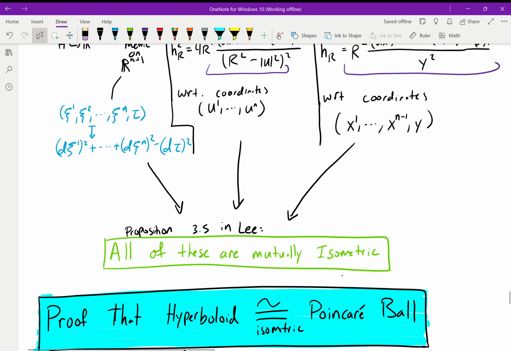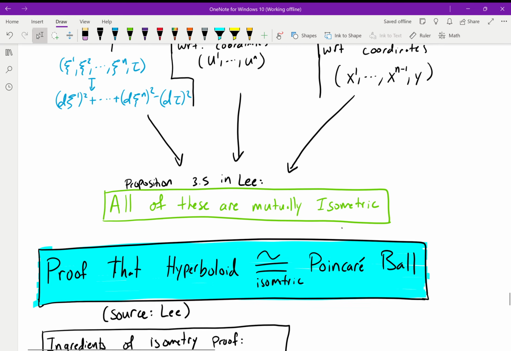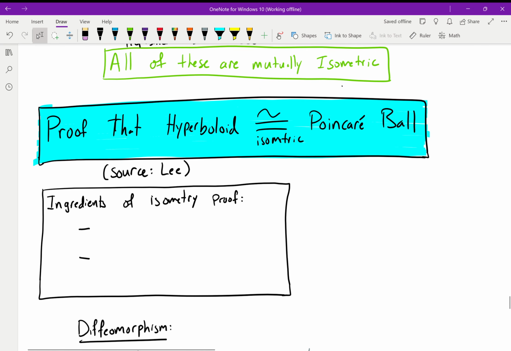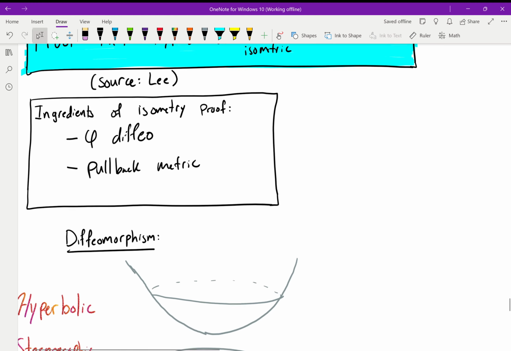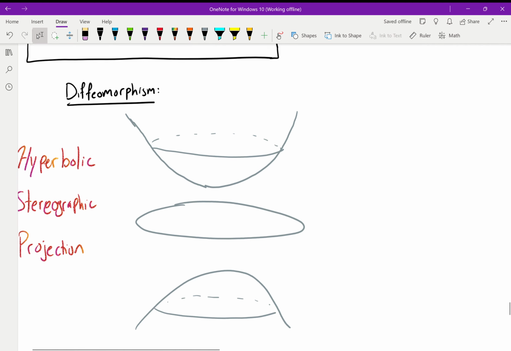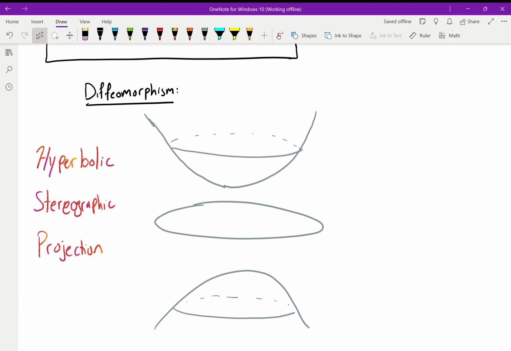So, proof that they're isometric. Again, this is out of Lee. Some ingredients that we need for an isometry proof: first we need a diffeomorphism, and then we need a pullback metric. We got those two things, we're good to go. So first we need to find a diffeomorphism between the hyperboloid and the Poincare ball, and there does turn out to be a nice one, which we will refer to as hyperbolic stereographic projection.